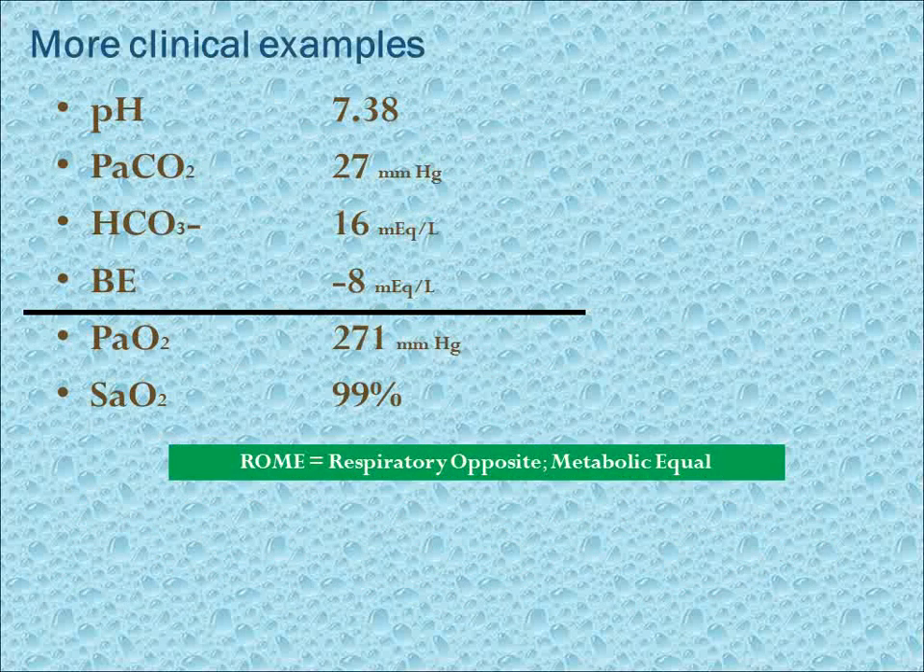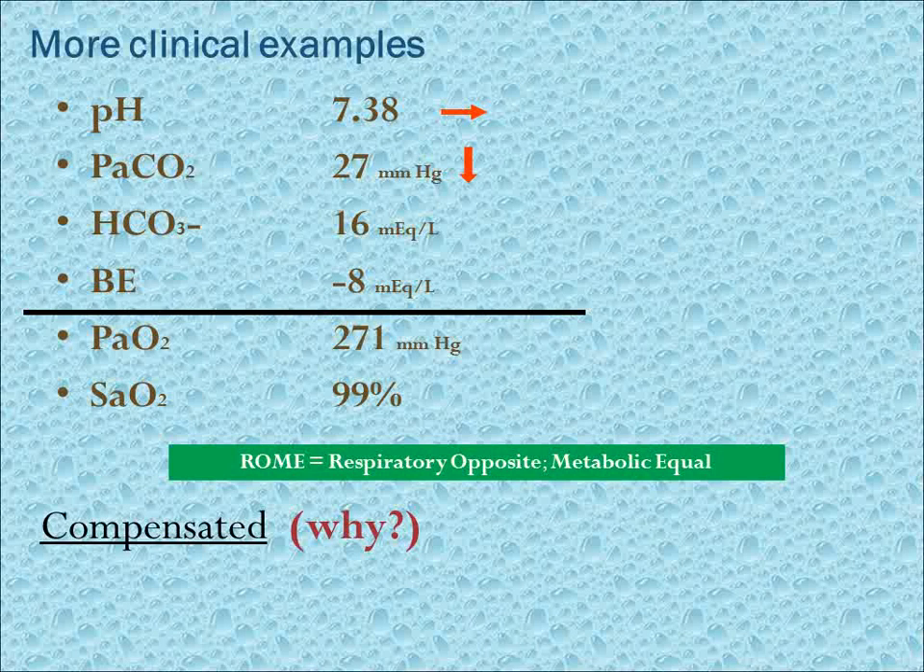Moving on to the next ABG, we see that the pH is 7.38. We see a PCO2 of 27. So the pH is normal, but the CO2 is low. We cannot call this a normal ABG, and so we're going to list this as compensated, and we're going to have to figure out what's the problem.